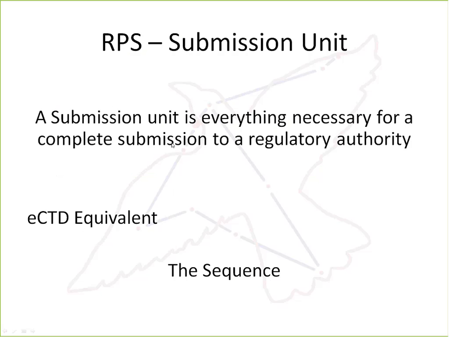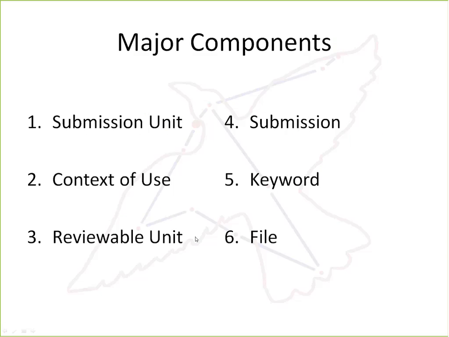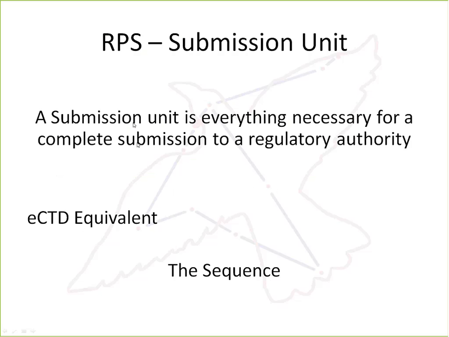So the submission unit. A submission unit is everything necessary for review. And the equivalent is the sequence. I apologize if I said it wrong. The file obviously is a PDF. The submission unit is a sequence, if I misspoke. And this is one submission, one unit that the agency will look at.